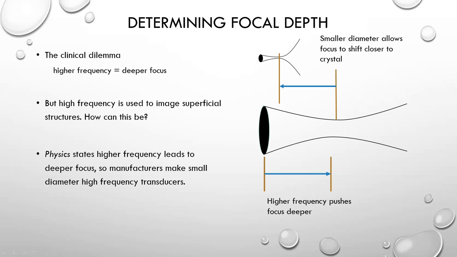So as we increase our frequency, we would get a deeper focus. But you say, high frequency is used to image superficial structures. How does this work? Well, you use high frequency, but you use a very small, much smaller diameter crystal in order to do it. Small diameters allow us to shift the focus closer to the crystal. Larger diameters push it deeper.